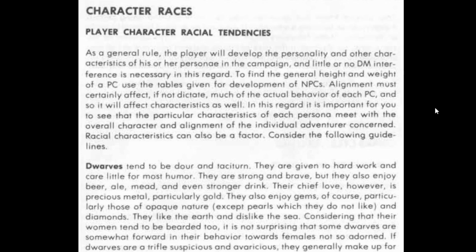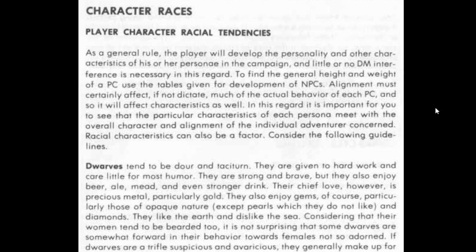As a general rule, the player will develop the personality and other characteristics of his or her persona in the campaign, and little or no DM interference is necessary in this regard. So there you go, right out of the gate. They're saying, let them have at it, let them find their way to a character, let them play their character, and if they're off to the races, don't get in the way. To find the general height and weight of a PC, use the tables given for the development of NPCs. We've been over those before. Under age, height, weight, NPC traits.